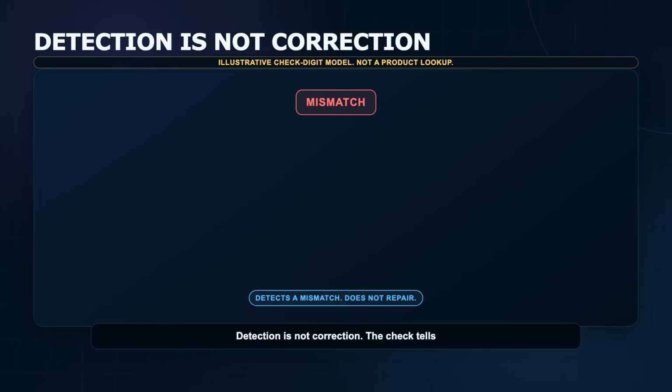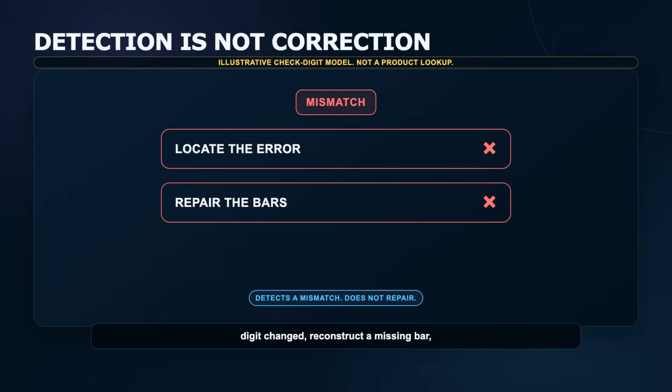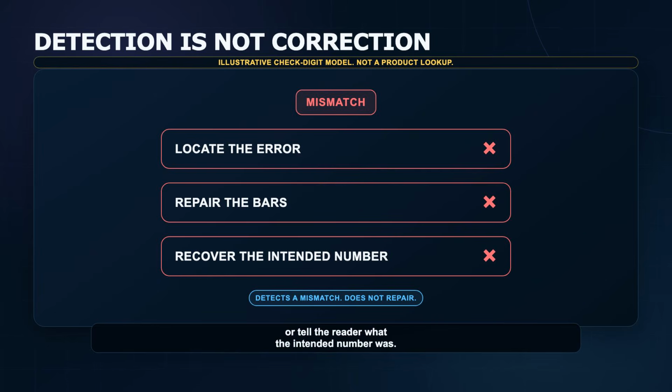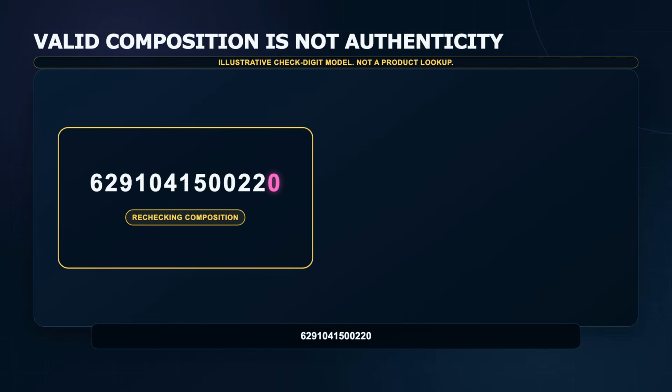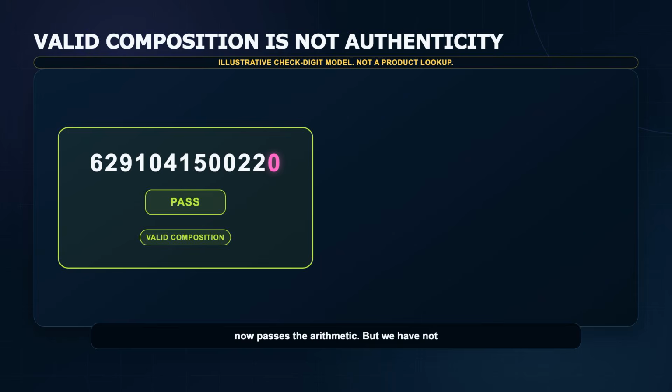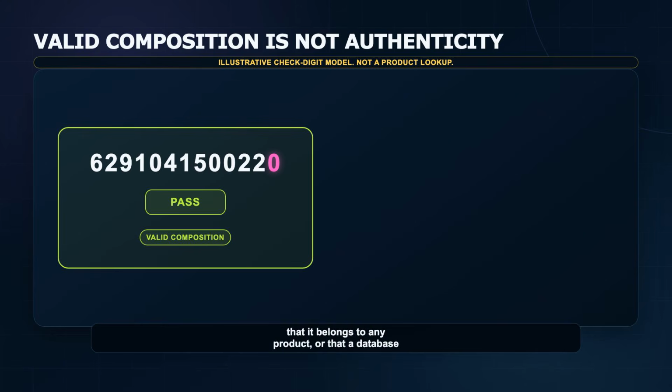Detection is not correction. The check tells the system that the supplied number and its final digit do not agree. It does not identify which digit changed, reconstruct a missing bar, or tell the reader what the intended number was. Watch what happens if we replace the old final 3 with the newly required 0. The number 62910415000220 now passes the arithmetic, but we have not proved that this identifier was allocated, that it belongs to any product, or that a database contains it. We have only made the composition valid.